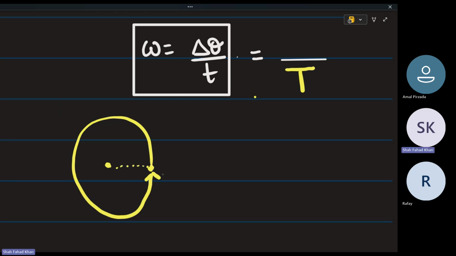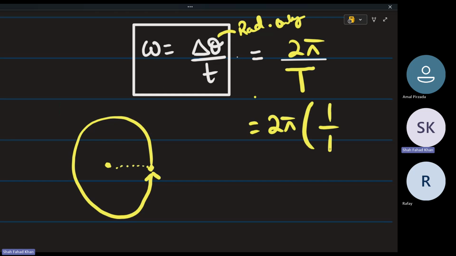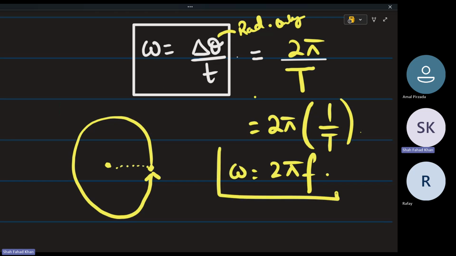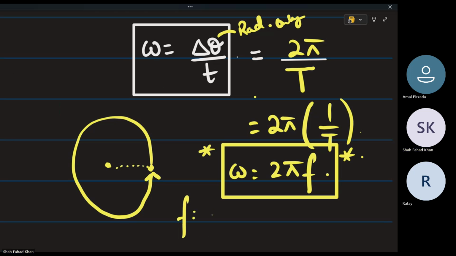This formula is for angles measured in radians only, okay? So this is going to become 2 pi over T. This is another formula for calculation of omega. And as you know, 1 over T, 1 over the time period, is frequency as well. So omega equals 2 pi f. This is one of the most frequently tested formulas in physics. You need to know this formula, where f represents frequency.